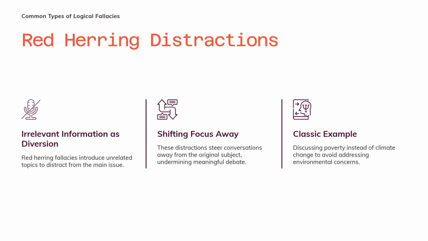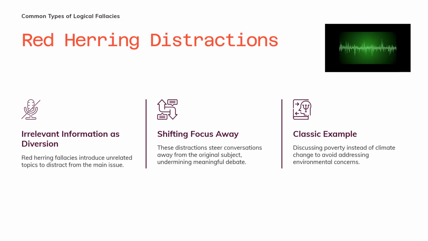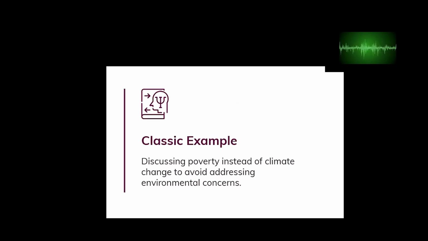Red herring. The red herring fallacy introduces irrelevant information into an argument to distract from the original issue. This tactic shifts the focus away from the topic at hand, leading to confusion and misdirection. Example: why worry about climate change when there are so many people living in poverty? This statement diverts attention from the discussion about climate change by introducing a different issue, rather than addressing the arguments related to environmental concerns.